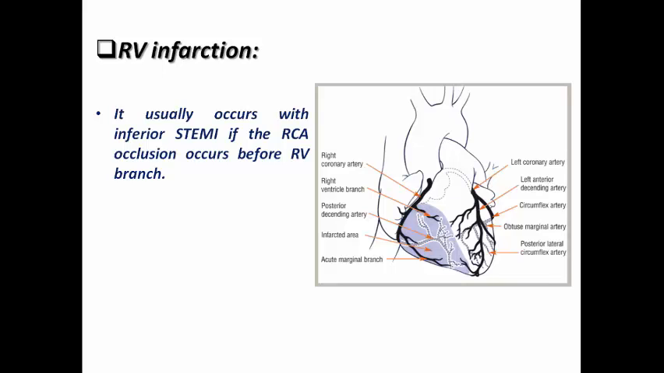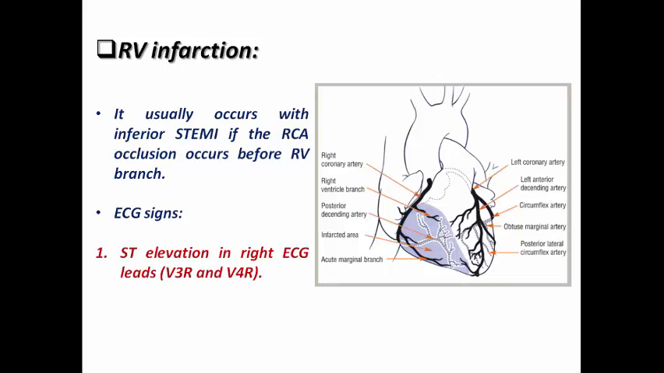Of course, we should not forget that in a patient with STEMI, we should not only depend on the standard 12-lead surface ECG. There is something called RV infarction, which usually occurs with inferior STEMI if the RCA occlusion occurs before the RV branch. The ECG signs of RV infarction are very important to recognize. The most important of them is the right ECG leads showing ST elevation in V3, 4, and 5 right leads, and ST elevation in lead 3 more than ST elevation in lead 2, in magnitude. And sometimes it is not uncommon to see ST elevation in V1 alone with the inferior STEMI.